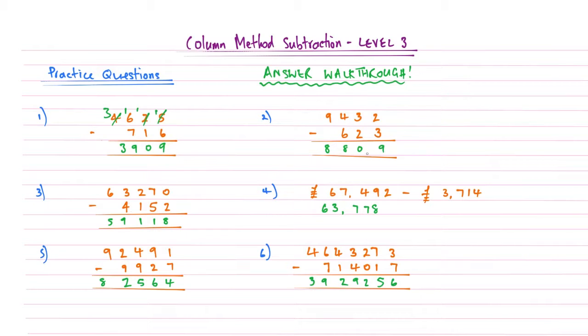Question 2, 8,809, lots of nines. Question 3, 59,118. Question 4, £63,778. Question 5 is 82,564. And then question 6 is 3,992,256. If you've got all those right, good job.